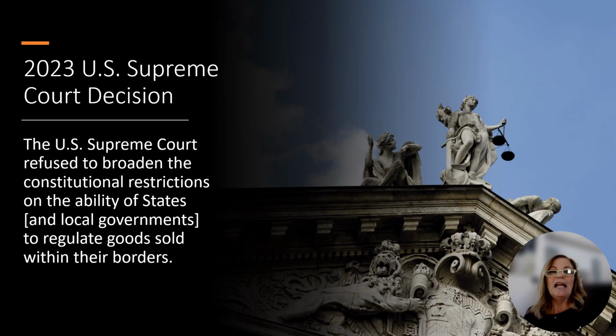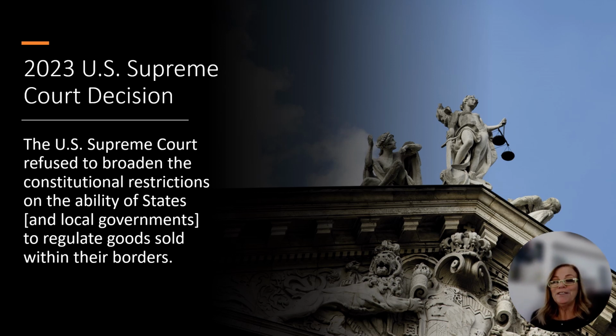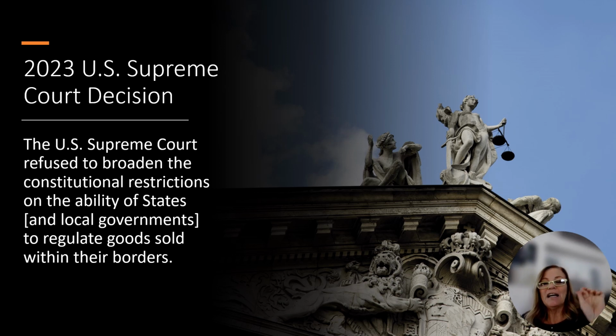And in that decision, there were many decisions that were very similar to that whole theory. In 2023, the U.S. Supreme Court, and so remember, this is how I'm telling you that our Constitution is so relevant today. It's not just a piece of antiquated paper. Is it the Constitution as it was written? No, but they still go back to it all the time. And the Supreme Court looked at whether or not they were going to broaden the constitutional restrictions on the ability of states and local governments to regulate goods sold within their borders.